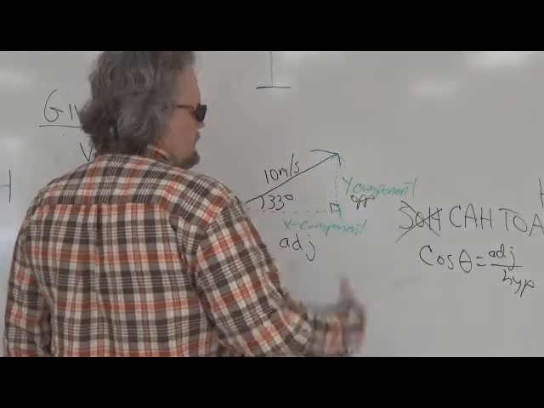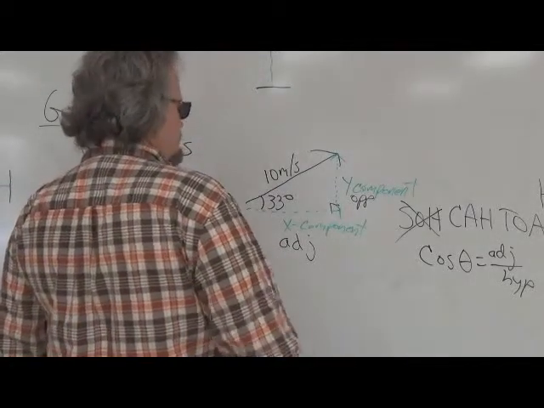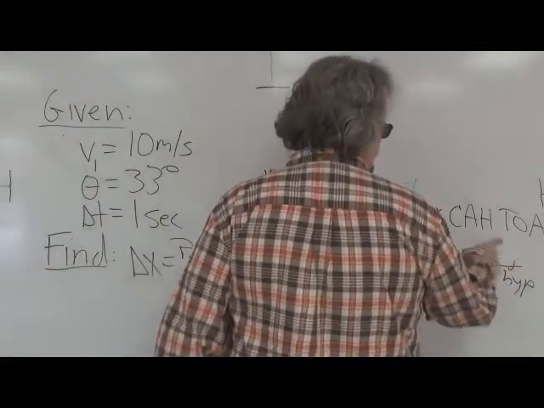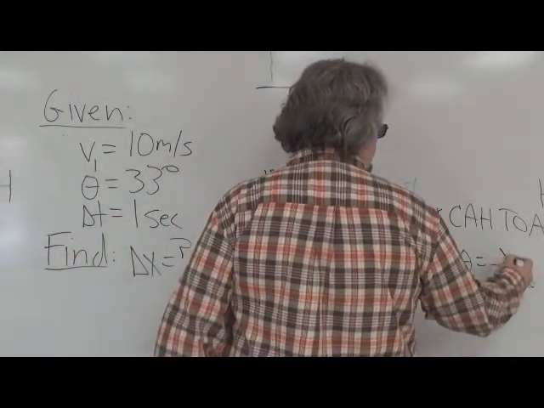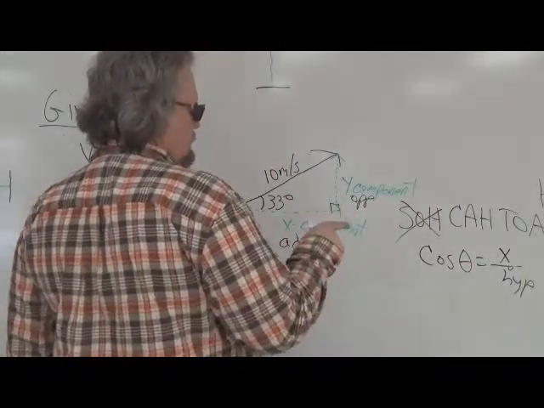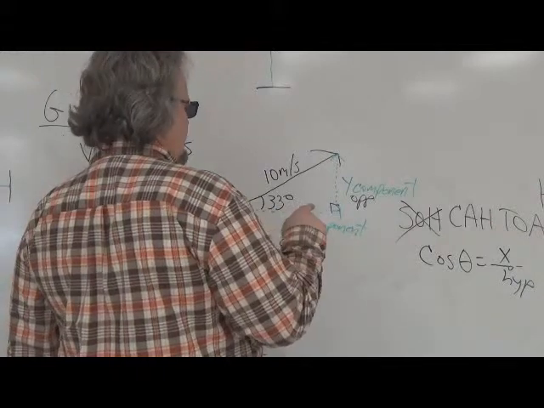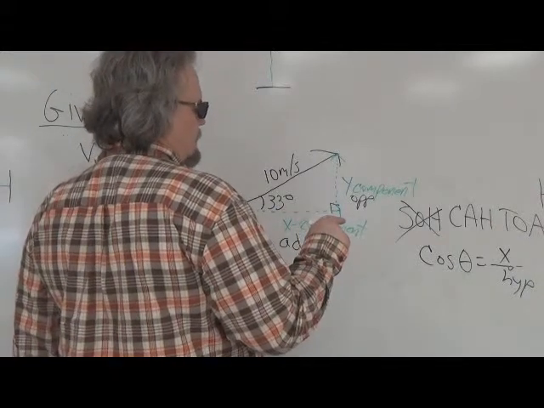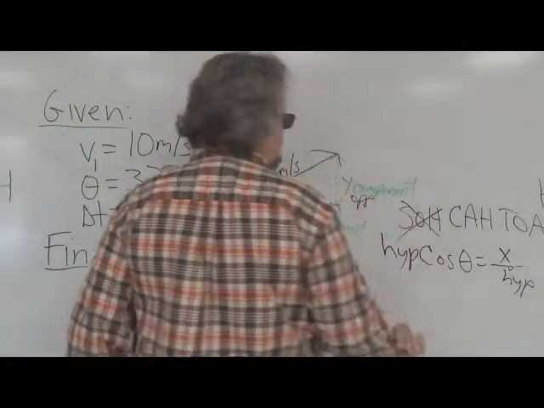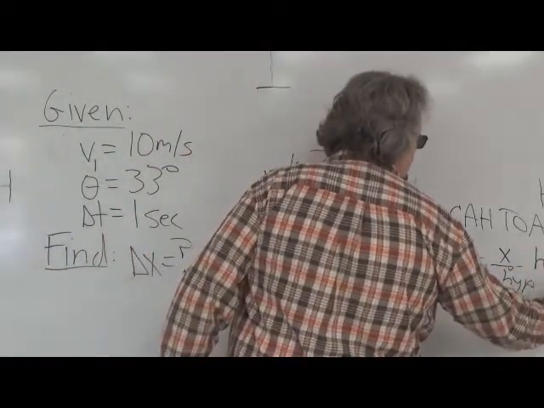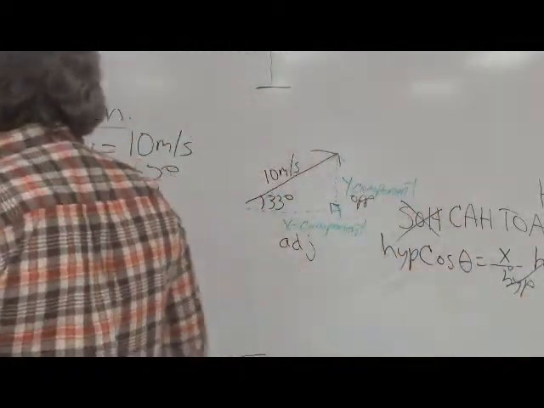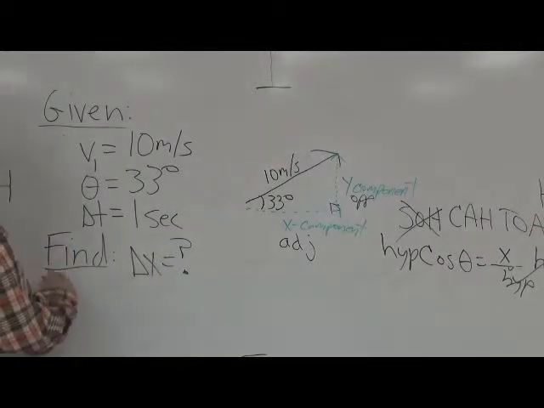Okay? Now, we could substitute x component for adjacent. Okay, so let's erase that. So we're going to say x. I want to find x by itself, the x component. I want to know what that velocity is in the x direction. So I have to get rid of hypotenuse. So multiply both sides by hypotenuse. It cancels out on one side. So now we have the equation we're going to use. So let's put this in the formula section.